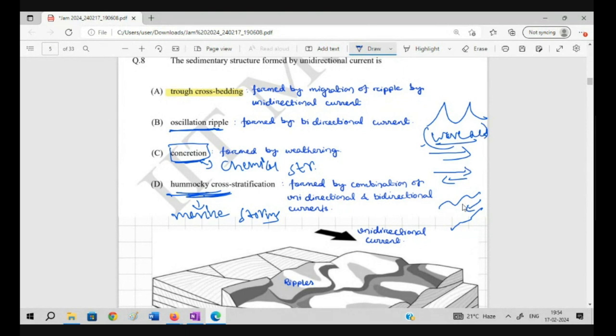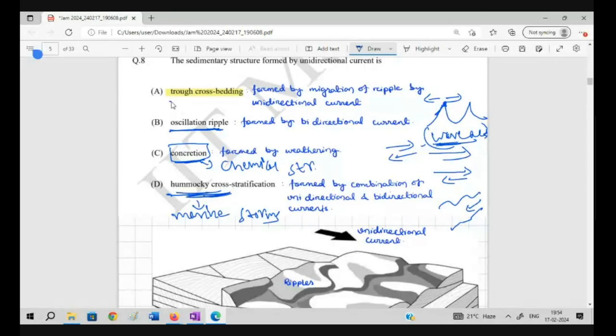And as I explained in the previous part, waves are always bidirectional, because they come in one direction and also return in that same direction. They indicate two directions. In a wave ripple, suppose you are standing at the crest and measuring the dip angle of the beds, then you can get the dip angle towards this direction and also towards this direction, meaning 180 degrees apart. So they are bidirectional.